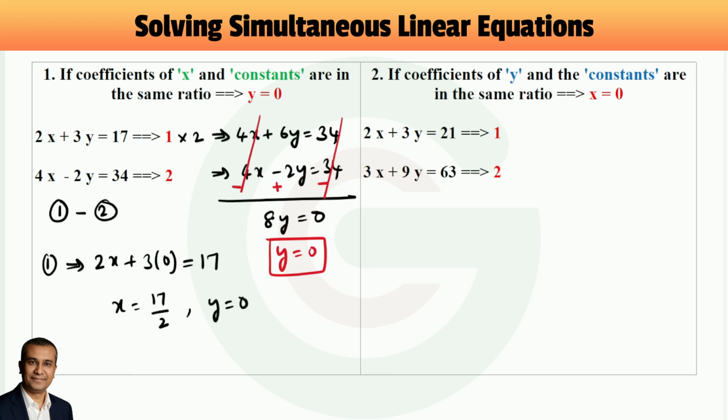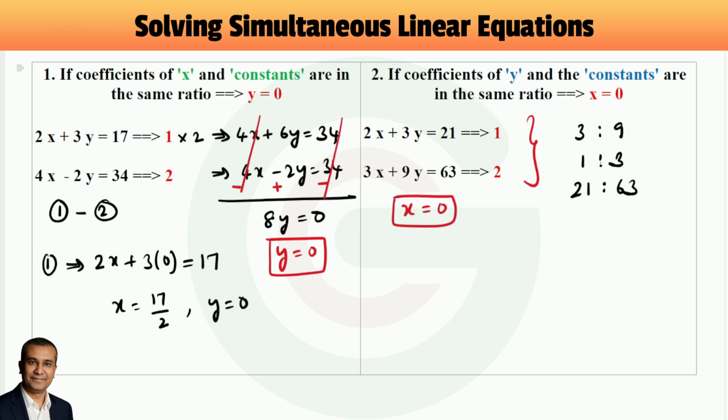That is the answer. Similarly, in the second case, if you observe the y coefficients, that is 3 and 9, they are in the ratio of 1:3, isn't it? And the constants, that is 21 and 63, they are also in the ratio of same 1:3. So in this case, we can easily conclude that x will be equal to 0. If we use the elimination method or substitution method, we will get x is equal to 0.